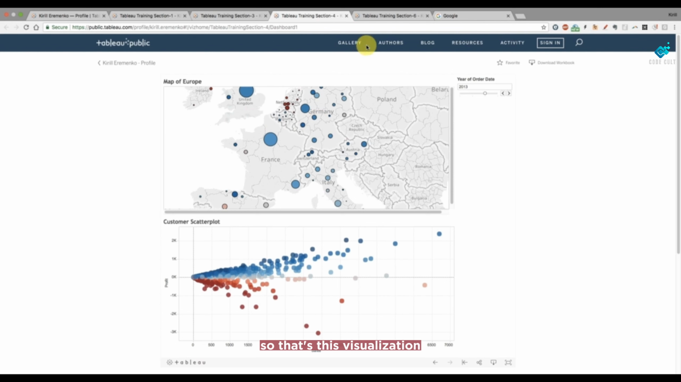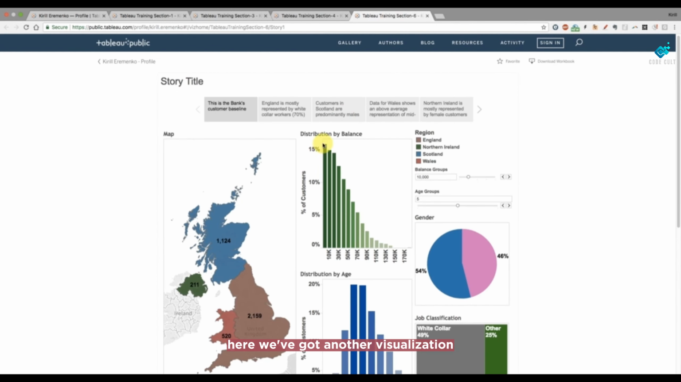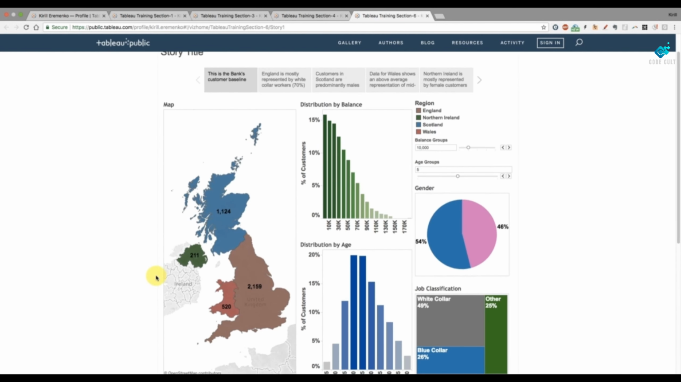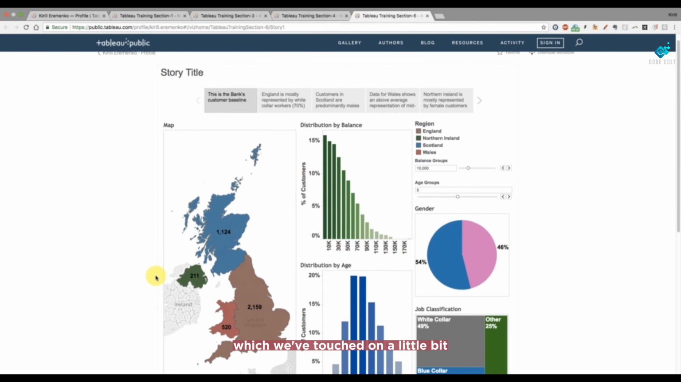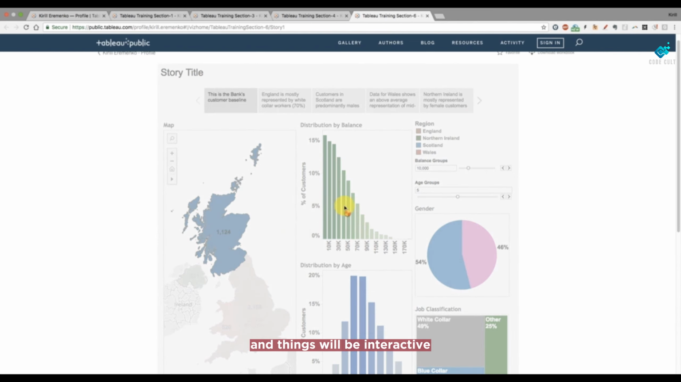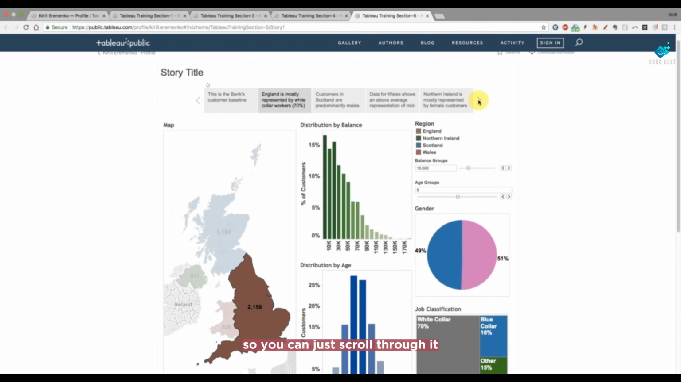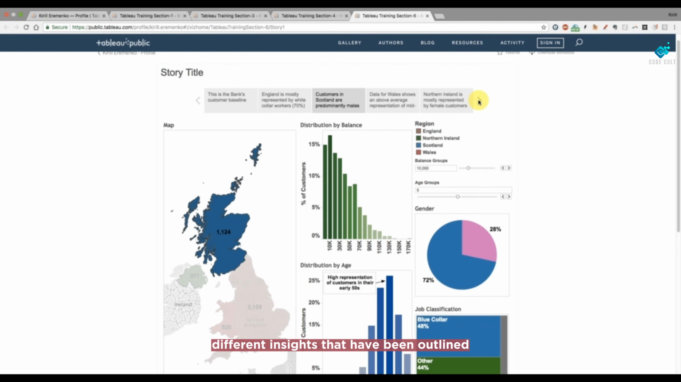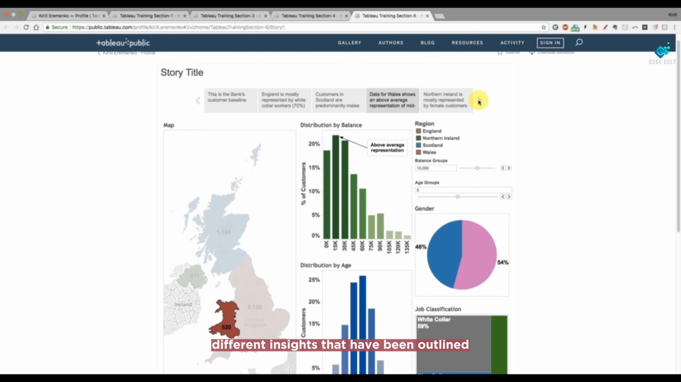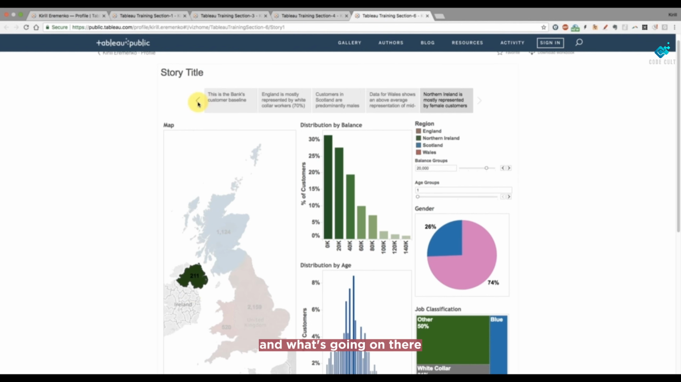Finally, here's another visualization, a storyline, which we've touched on a little bit but didn't explore further. A storyline is like a dashboard. You can click around and things will be interactive, but a storyline already has some preset insights. You can just scroll through it and see different insights that have been outlined for the person reading it, with different comments about the different parts of the UK and what's going on there.